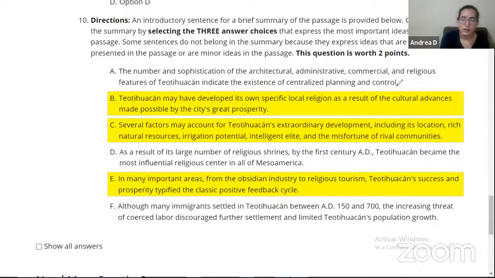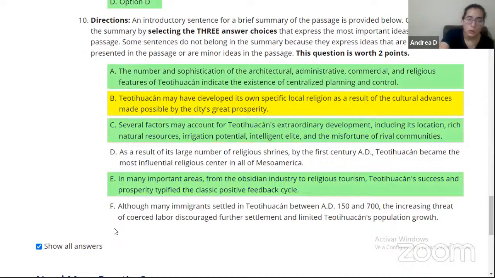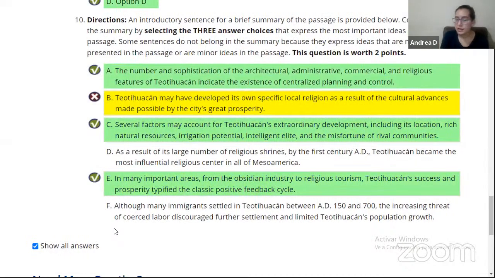Okay. So the only thing you actually have to know to answer this one is just have even a general idea of what the passage was about. And I think you can do that just with the title, the rise of Teotihuacan, or as we saw, the development of Teotihuacan, which is a synonym. So let's look at what the answers are. Okay, so it was actually A, C, and E. So we got 2 right.